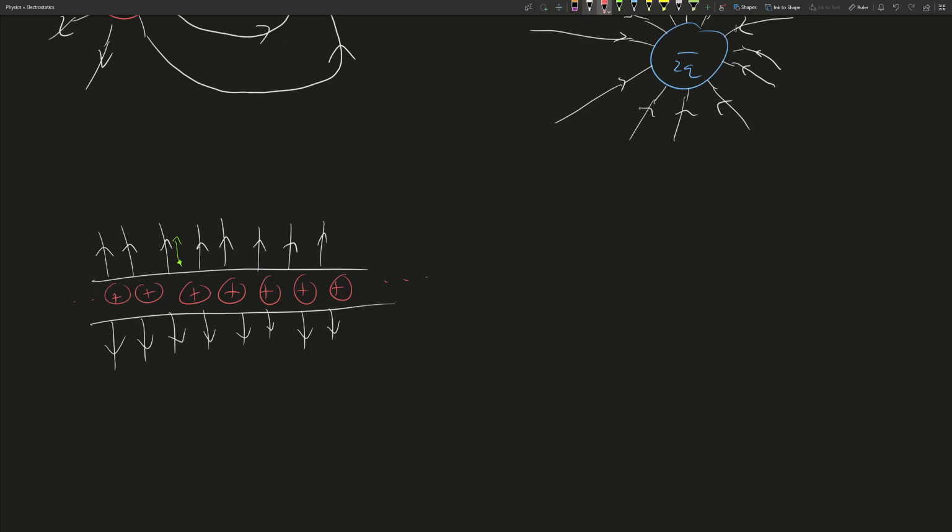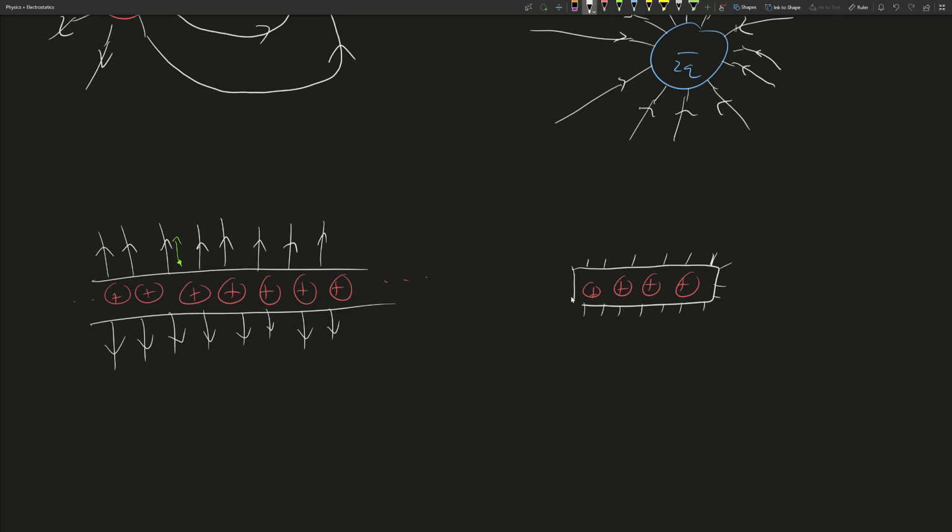However, what if we have a plate that does not extend infinitely far? So let's just say we have this small little plate right here. Again, I'll just put it positive, but this could be negative as well. We start off perpendicular because we know that it must be perpendicular.